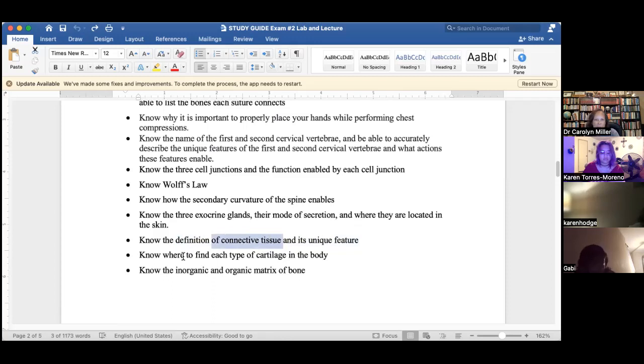plus cells. Where do you find each type of cartilage in the body? Hyaline cartilage connects the ribs to the sternum. It's in the tip of the nose and the trachea, and at the end of long bones. You have fibrocartilage in the knee, in the pubic symphysis, between those two pelvic bones, and between the vertebrae. And then you have elastic cartilage in the ear and epiglottis. The inorganic matrix of bone is hydroxyapatite, calcium phosphate. The organic matrix of bone is that circle, an osteon, which is a unit of bone.